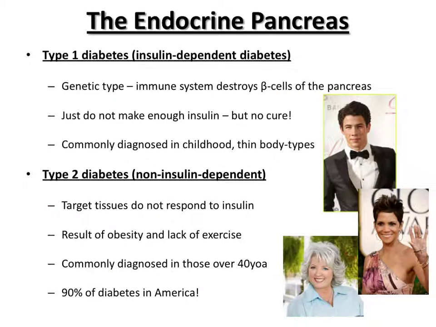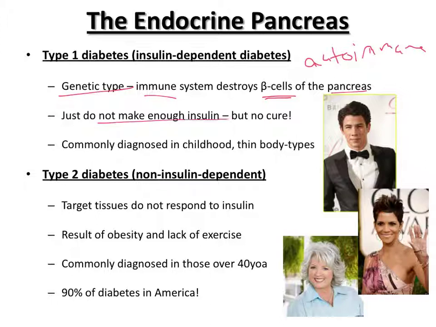There's two types of diabetes. Type 1 diabetes is sometimes called insulin dependent. It is totally genetic, and it is where your immune system destroys the beta cells of your pancreas. So this is, as mentioned previously, an autoimmune disease. Now, because it takes a while for all the B cells or beta cells to get destroyed, you usually don't see signs of type 1 diabetes until maybe the teenage years. But it is because the body's kind of destroying its own pancreas.